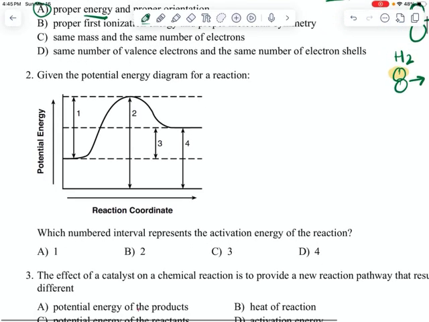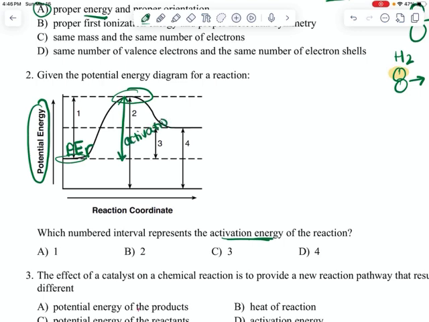For number 2, this first line here, potential energy is on the y-axis. This here is the potential energy of our reactants, what we're putting into our reaction. For the reaction to happen, we need to get to this energy at the top. So the activation energy is the energy needed to get the reaction started. It's from the energy that we're at to the top. This is activation energy. So the only one that matches up would be 1, going from the reactants to the top of the hill.